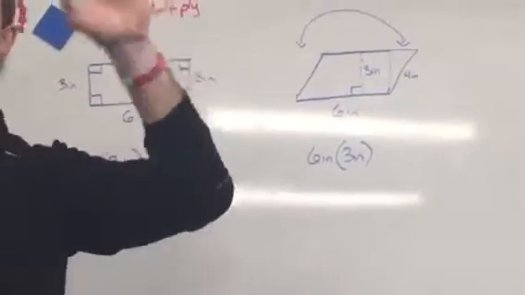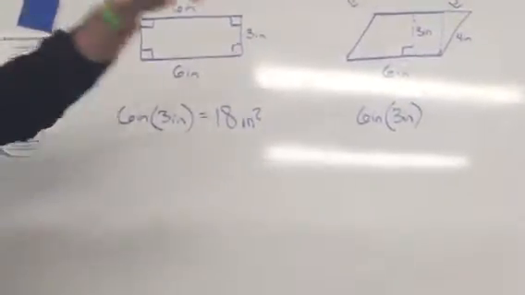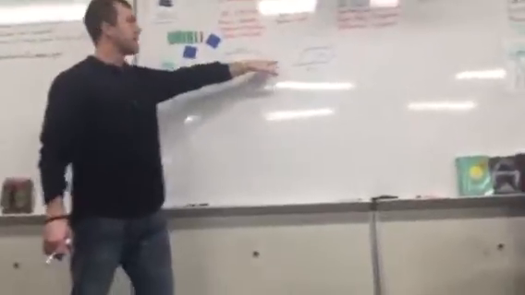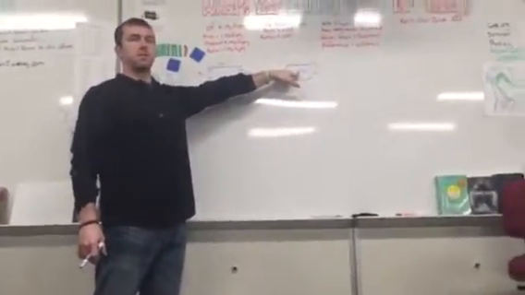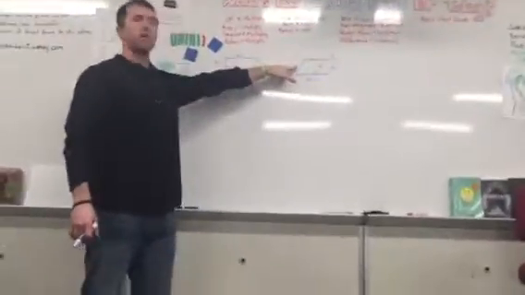So my point here is that you need to realize that a parallelogram is the exact same amount of space as a rectangle with the same base and height. So base is 6, height is 3. My base is 6, my height is 3. They have the same exact area. Because all I have to do is take this piece and put it right over here and it's the same shape.